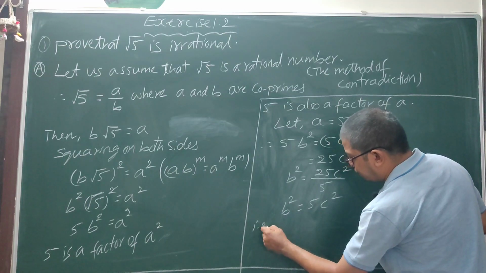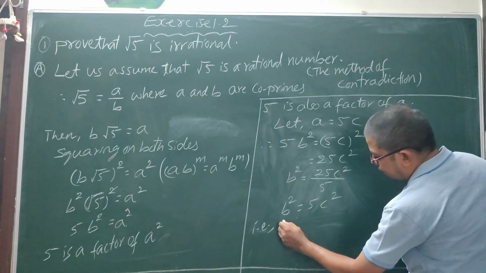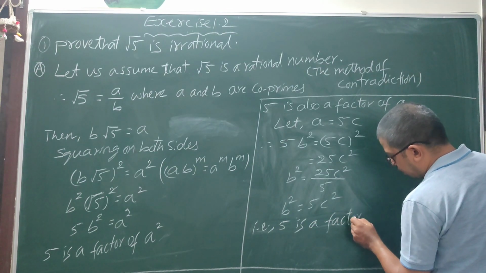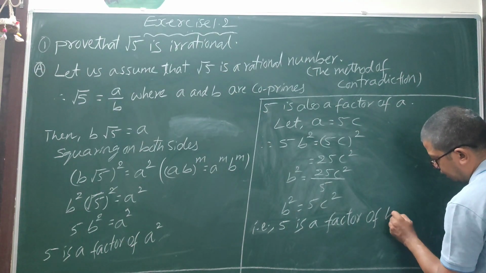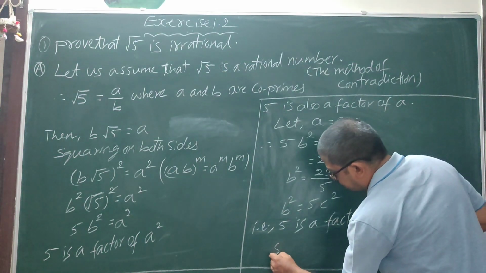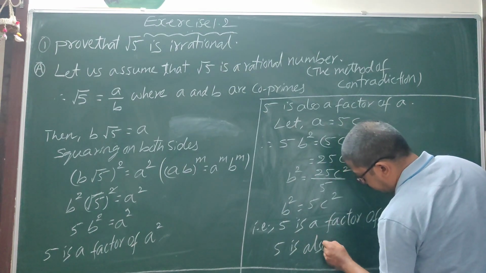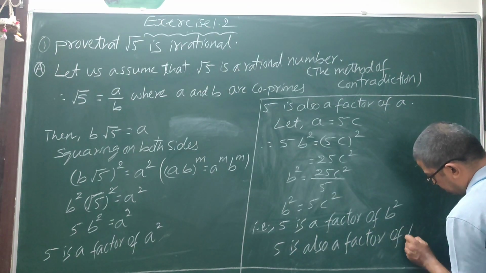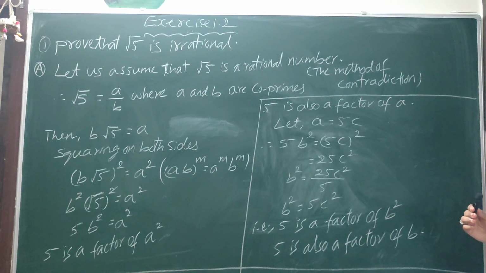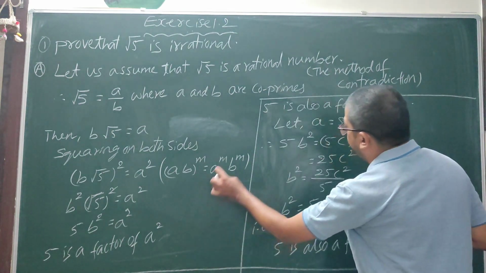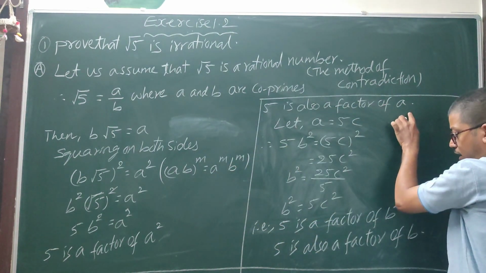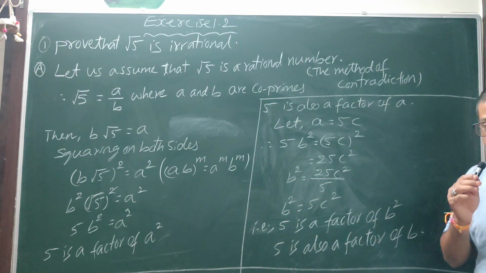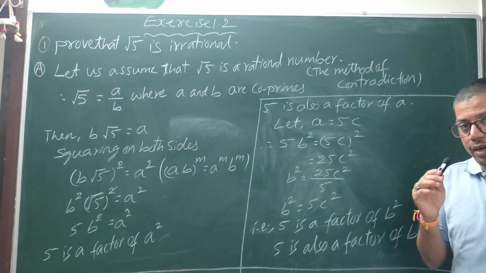That is, 5 is a factor of b square. 5 is also a factor of b. See here, in the previous case, 5 is a factor of a, and now we have stated that 5 is also a factor of b. That means a and b are having common factors. Let us discuss in detail.